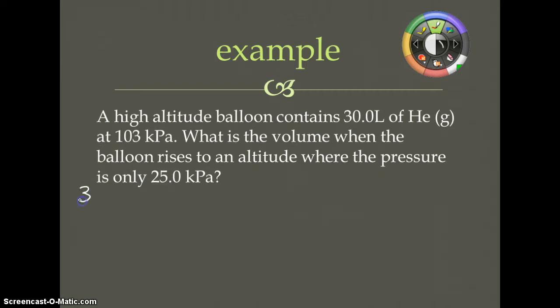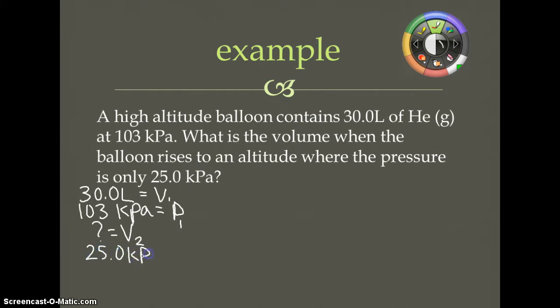So we have 30 liters of helium. Liters is a unit of volume at 103 kPa. kPa is a unit of pressure. Since this is what we are starting with, these are going to be our V1 and our P1. They want to know what is the volume, so we're going to be looking for V2 when the balloon rises to an altitude where the pressure is only 25 kPa. So this is going to be our P2.